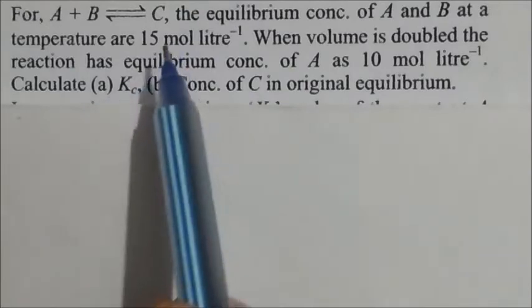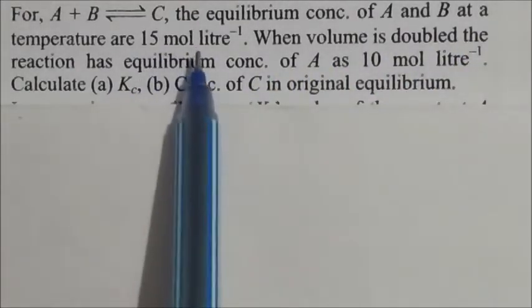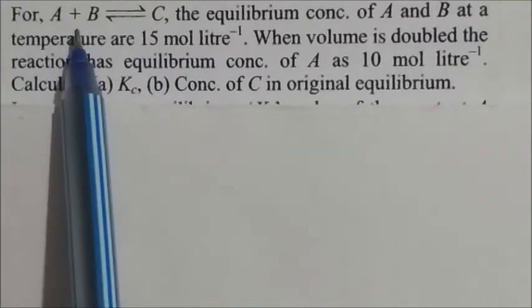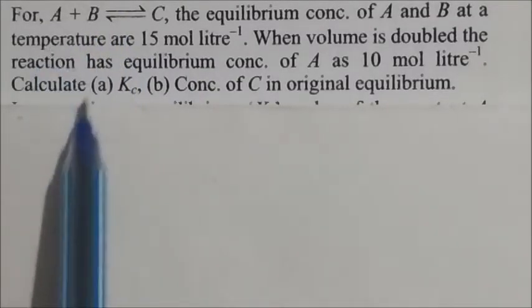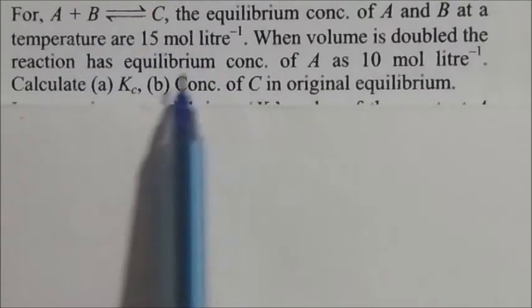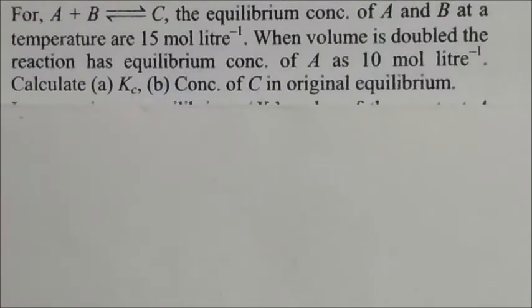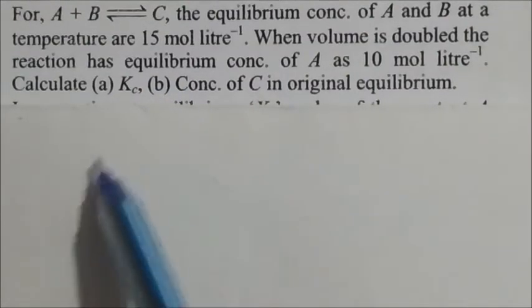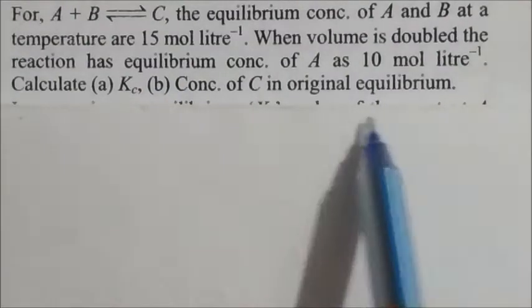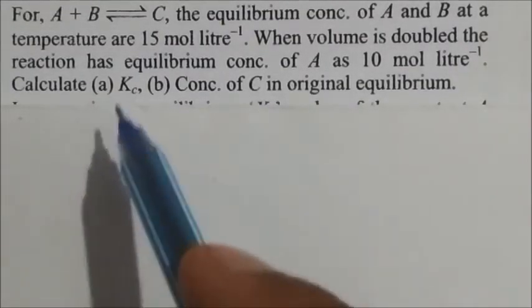A plus B is giving C, and the equilibrium concentration of A and B at a temperature is 15 mole per liter. So A and B is 15 mole per liter, and when you double the volume of the container, the equilibrium concentration of A is 10 mole per liter after doubling the volume. You have to find out the Kc and the original concentration of C. On doubling the volume, Kc will not change. This we know very well.